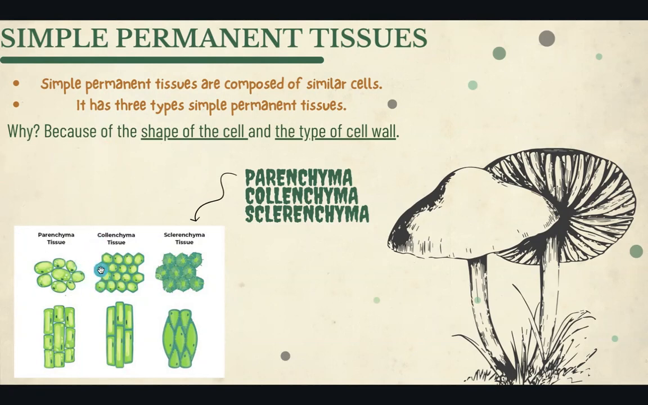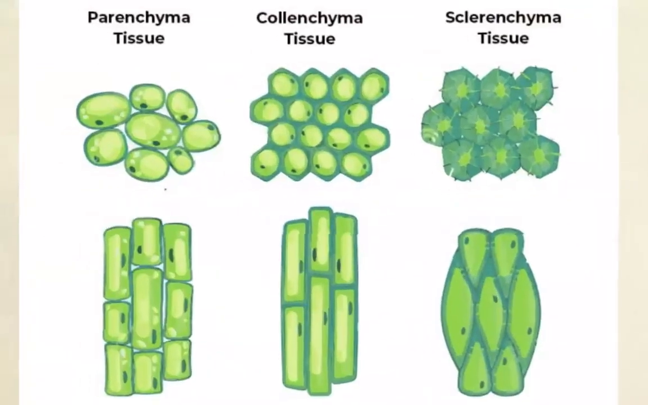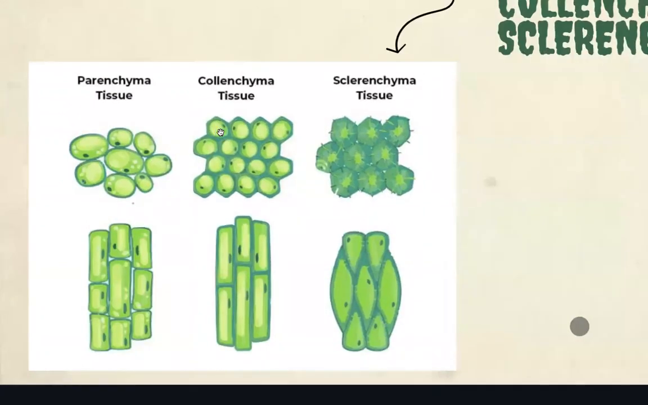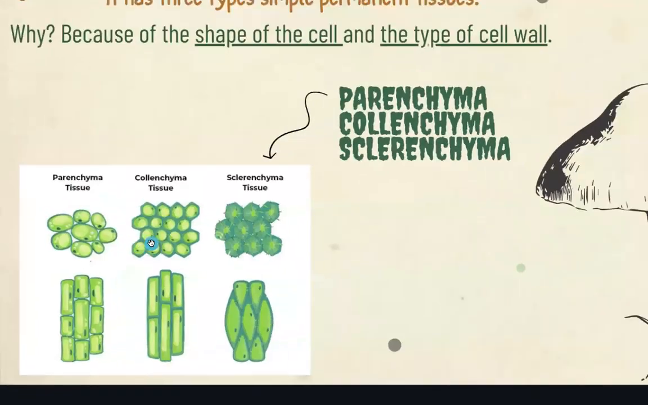Here you see a further view, if we get a closer look here, see the cell wall and then the shape of the cell. They differentiate according to this. Next.